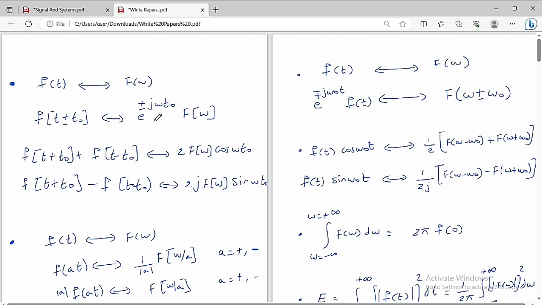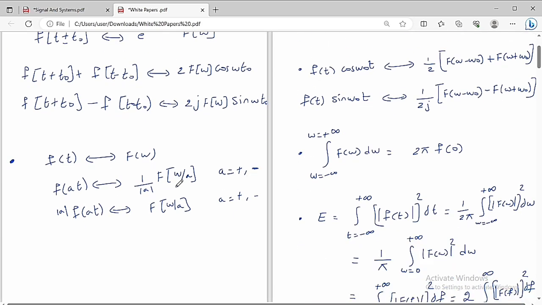If you remember the Laplace transform, it is the same thing here. Just replace s by j omega, then we are going to get this value. Suppose you take plus or minus separately and add, we get this value. If you do the subtraction, then we get this value, right? So these things you always have to keep in your mind.